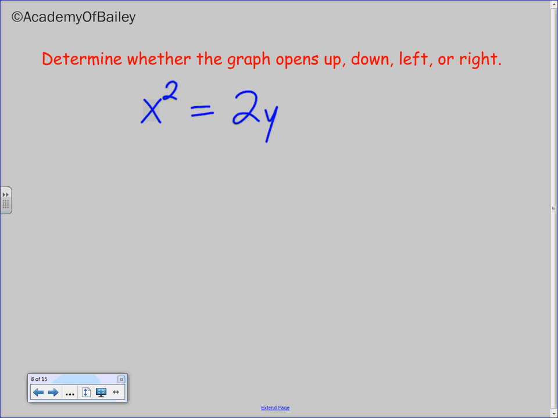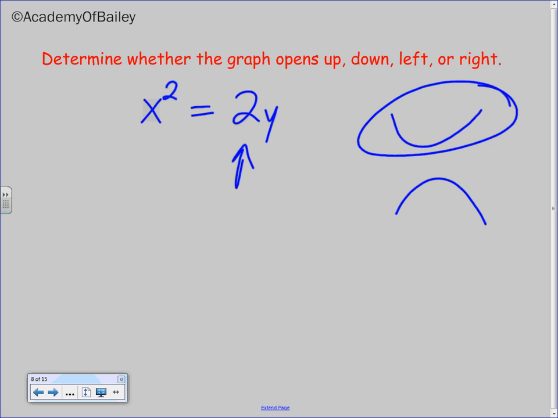Okay, we're back to wrap up the lesson here on parabolas. Another situation you might be asked is to determine whether the graph opens up, down, left, or right. Well, if you're looking at an x squared, you should know that that either opens up or it opens down. And since 4 times p is going to be positive, it's going to open up.